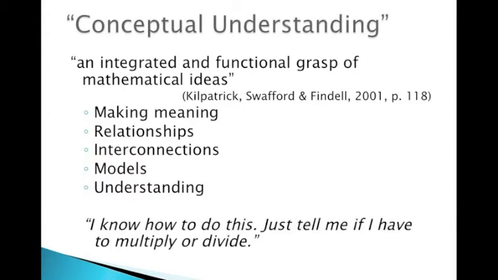Oh, I stuck this in. One time an adult learner said to me, I know how to do this, just tell me if I have to multiply or divide, which of course was the part I wanted them to know. The calculator could do the multiplying and dividing, but the thinking part is, am I supposed to be multiplying? What is the situation? How does it make sense to me? How can I make sense of it?